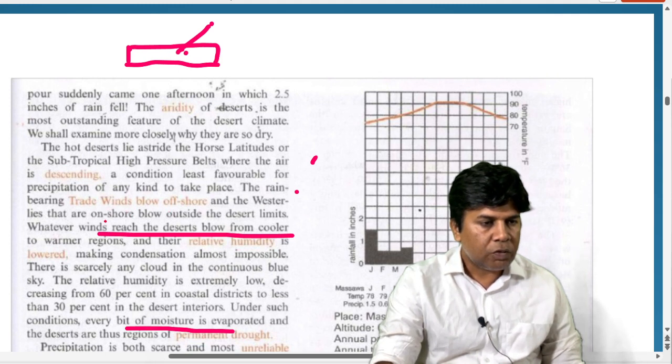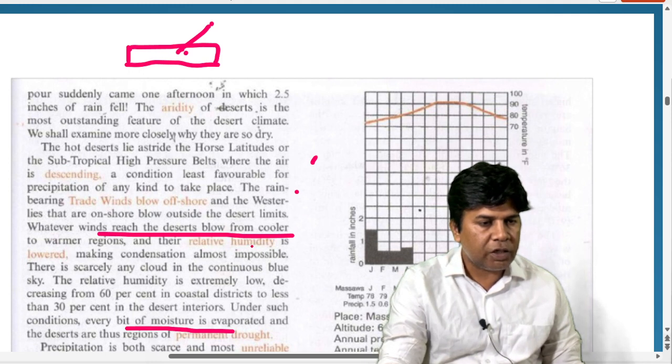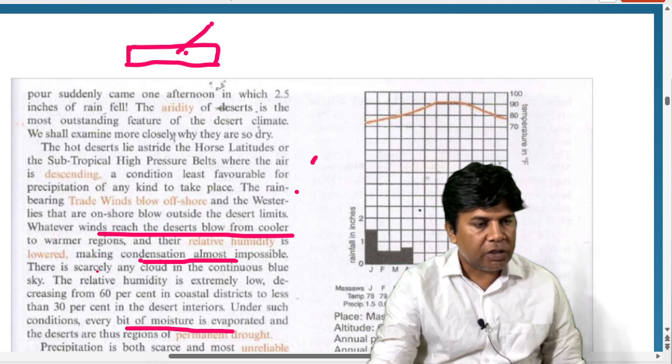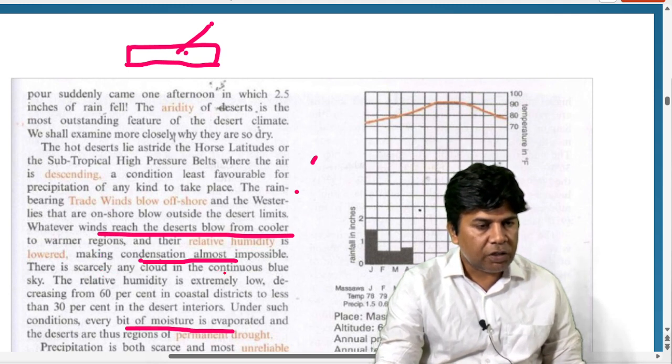blow, whatever wind reaches the desert blows from the cooler to warm region and their relative humidity is lowered, making the condensation almost impossible, because for condensation to take place, you have to have a high relative humidity, then only the air will get saturated. There is scarcely any cloud in the continuous blue sky, so cloud cover is not present in these places.